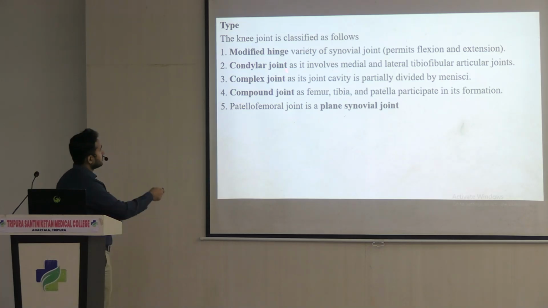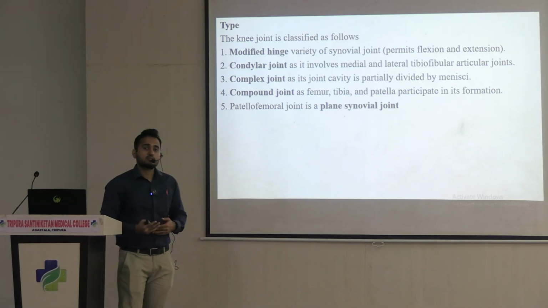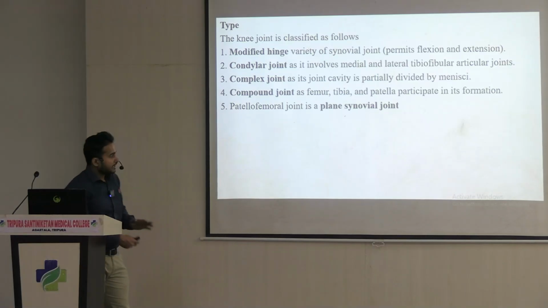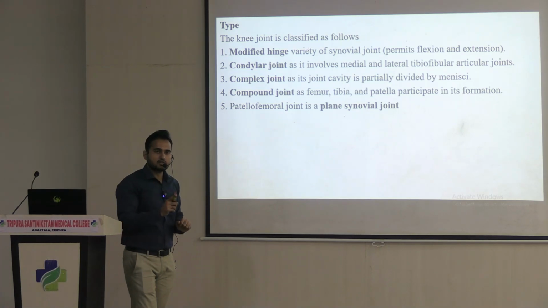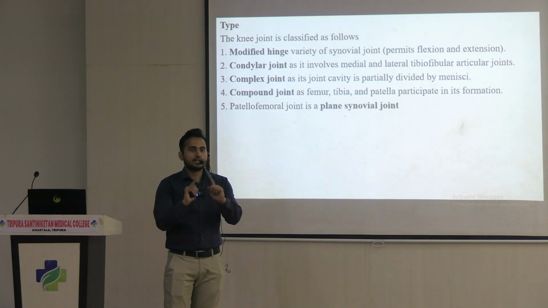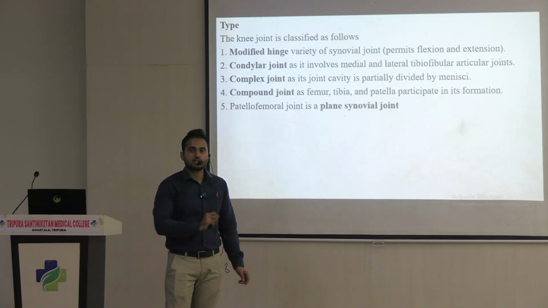First of all, you have to mention that it is a modified hinge joint. Why is it a modified hinge joint? Because some rotational movements are also taking place along with flexion and extension. That's why it is called a modified hinge joint. Next, condylar joint. Now, I have just mentioned the hinge joint. In case of any hinge joint, please keep this in mind: strong collateral ligaments are there on either side, medially and laterally. We will see the same thing in the case of the knee joint.